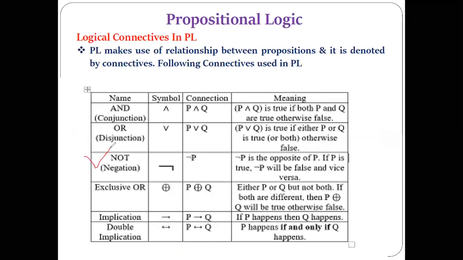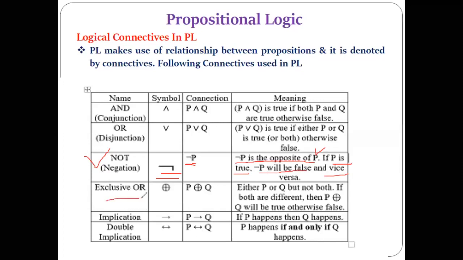Yes, sir. Another connective we have is the negation, which has a symbol like this. Negation can be shown like this, negation of P. Negation of P is the opposite of P. If P is true, then negation P will be false and vice versa. The same thing we can also see in the truth table.